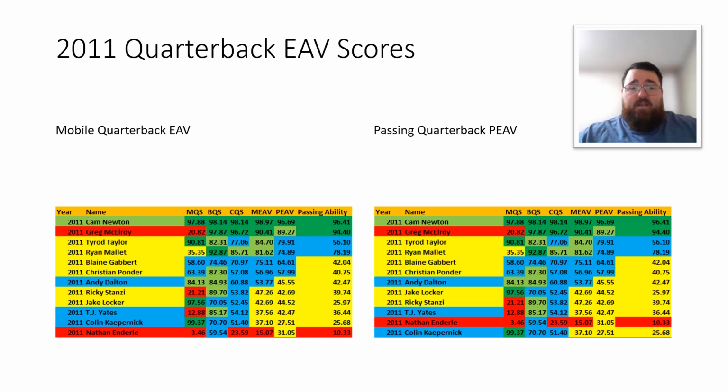When you look at the MEAV and the PEAV, Cam Newton dominates both of these areas, followed by Greg McElroy, Tyrod Taylor, Ryan Mallett, and then you get into Blaine Gabbert, that other sort of territory. But this class was not really that great based on overall data, with the exception of Cam Newton, who had close percentile on everything. Of course, Greg McElroy never really got an opportunity. He was more of a pocket passer type who never quite made it. I think he ended up on the Jets and then kind of fizzled out.